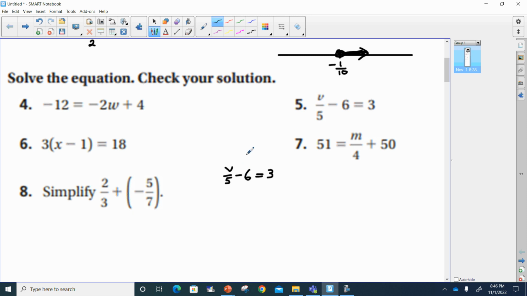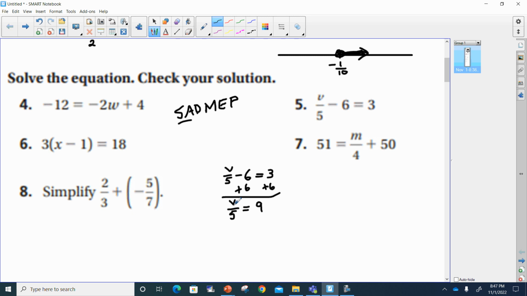But this is a two-step equation. So the first thing I have to do is remember I'm doing PEMDAS backwards, and that's going to give me SADMEP. So first I'm going to look for subtraction and addition to do. I'm subtracting 6, so I'm going to use addition to solve it. I'm going to add 6 to get v by itself. This is going to leave me v over 5 is equal to 9. Everyone see the 3 plus 6 is 9. 6 minus 6 is 0, so I don't bring that down.